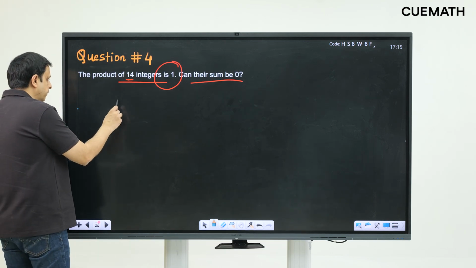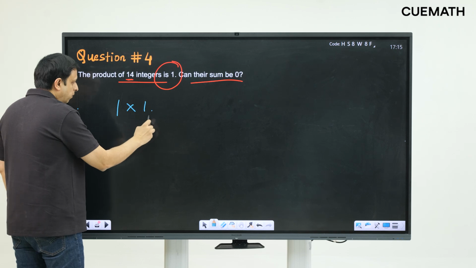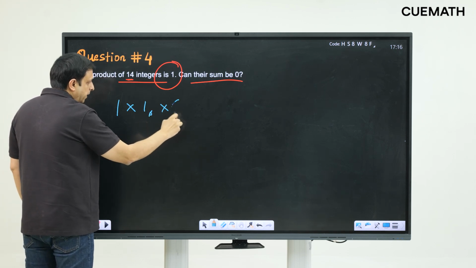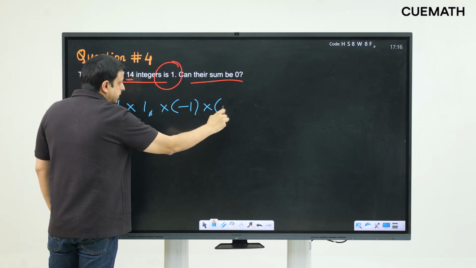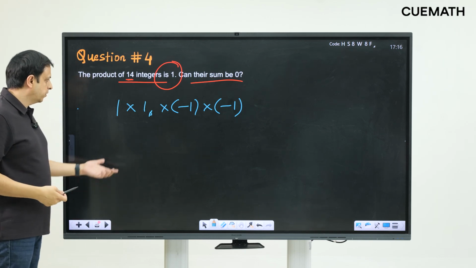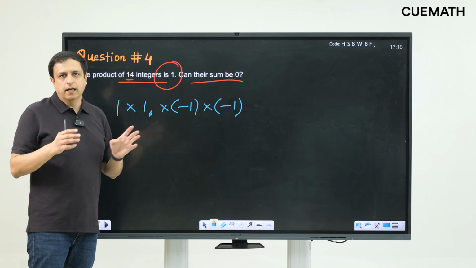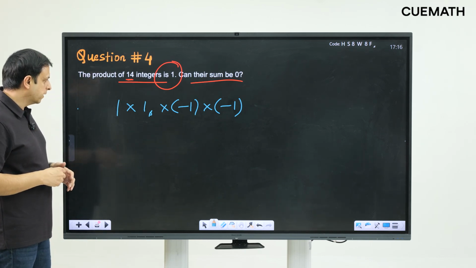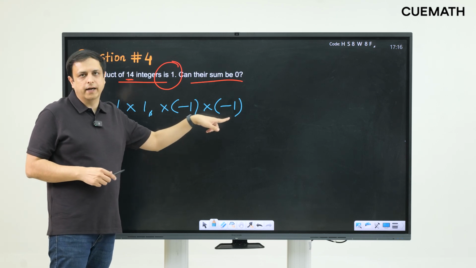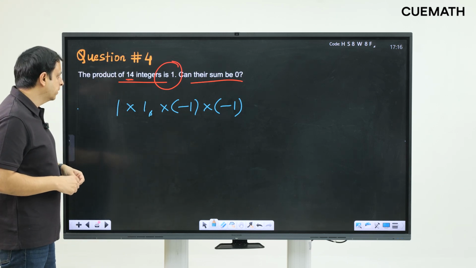So if you had 4 integers which had a product of 1, could their sum be 0? Yes. If you take the 4 integers 1, 1, minus 1, minus 1, these are 4 integers whose sum is 0 because you have 2 1s and 2 minus 1s, and their product is equal to 1 because you have an even number of negative 1s. So the product will come out to be 1.